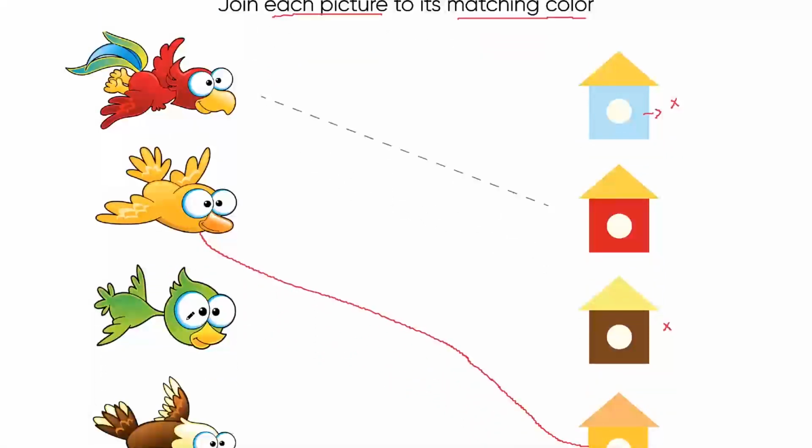Now here you can see that this bird is green in color. That means we have to find out the green nest on the right side. So you can see that this nest is yellow in color. This nest is red in color. This nest is brown in color. So that means we won't consider all these three. Why? Because none of them is green in color.